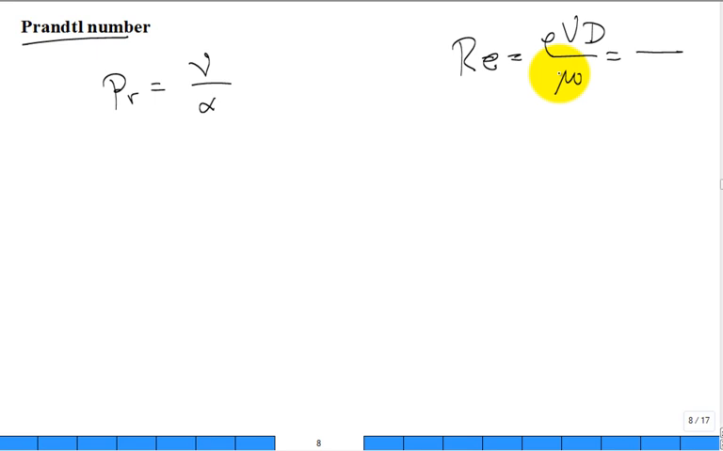A plus. You just did the final exam. Here's your grade for the whole class. A plus. No, that's exactly right. Ratio of inertial to viscous forces.